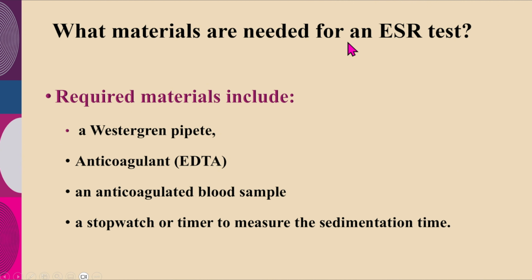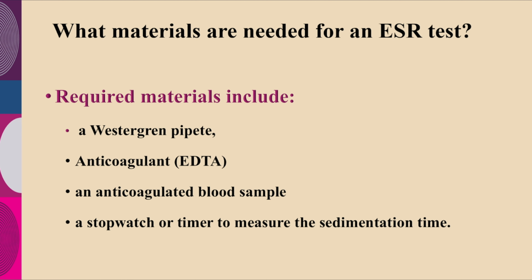What materials are needed for an ESR test? The materials required for ESR include a Westergren pipette, anticoagulant, mostly EDTA, or sometimes there may be any other, and an anticoagulated blood sample, because we don't need any blood which is clotted, right? So we have to place the anticoagulant, or we take the blood already in the anticoagulant tube. Then a stopwatch or timer to measure the sedimentation rate. For example, we set our timer at 1 hour. So these are the requirements.